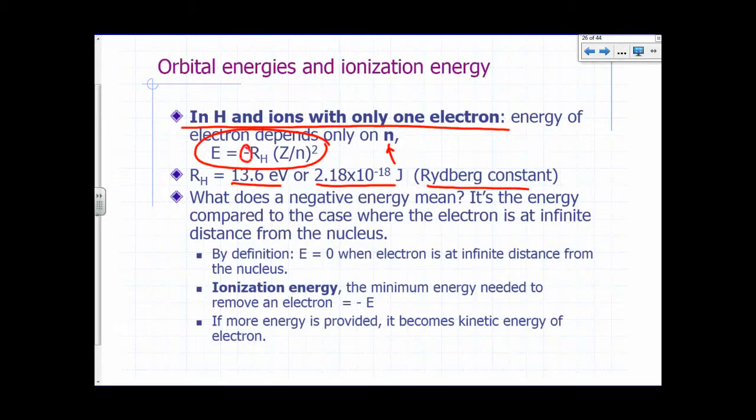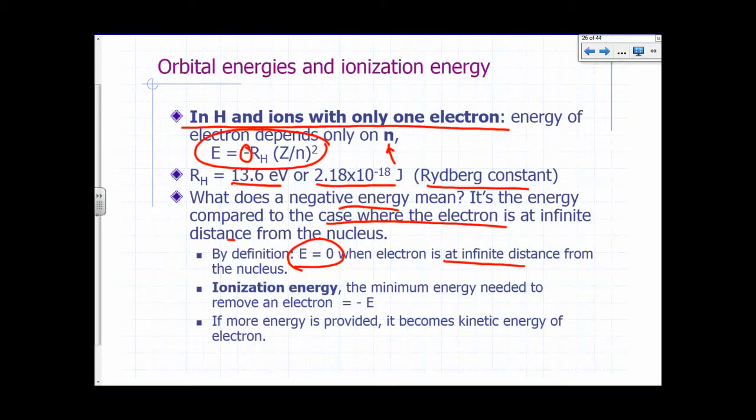Notice that the energy here is negative. What does this negative energy mean? It simply means that you're looking at an energy level that's lower compared to the case where the electron is at infinite distance from the nucleus. In other words, if you want to remove the electron from the atom, you have to provide it with energy in order for the electron to be able to move as far away from the nucleus as possible. Okay? So energy is just a matter of convention. We define the situation where the electron is at infinite distance from the nucleus to be the zero energy, zero potential energy, in fact.